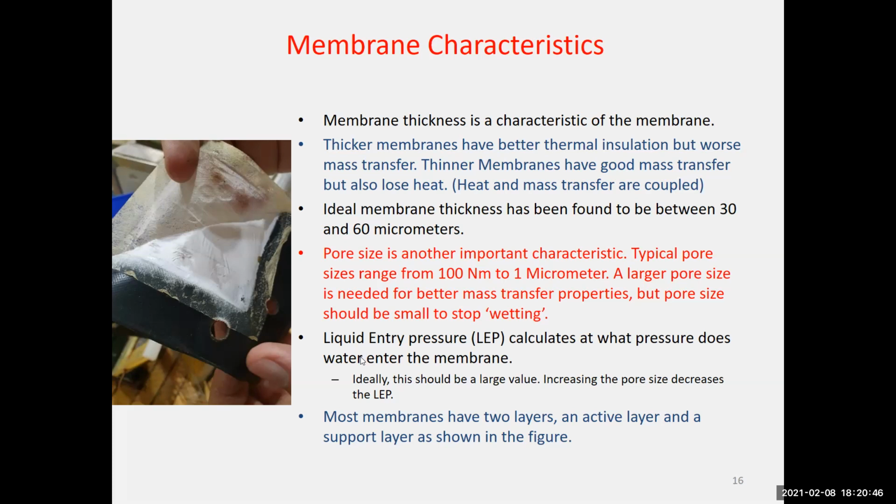The liquid entry pressure is another issue, which means the pressure of the feed that can come into the membrane distillation unit without affecting the membrane. Most of the membranes have two layers, one active layer and one support layer. The support layer is the layer that protects the membrane from rupture.